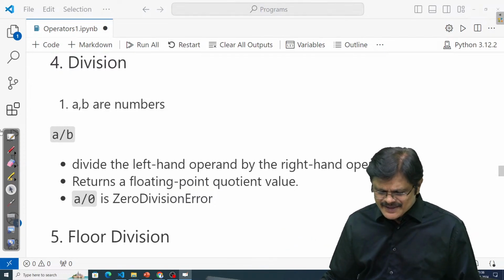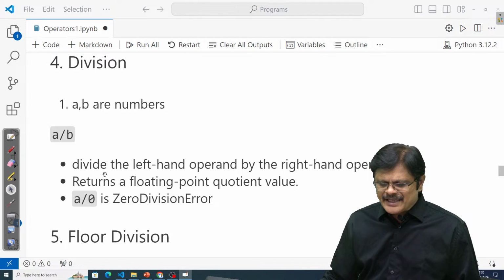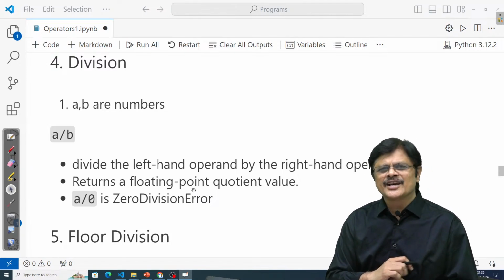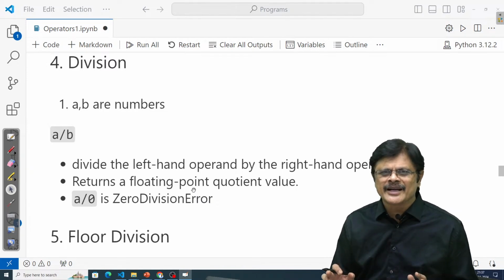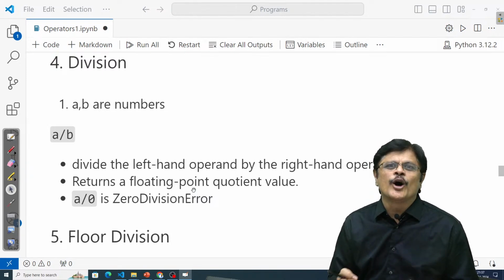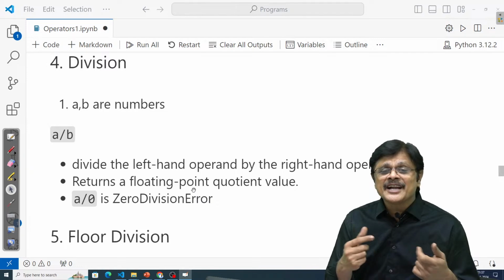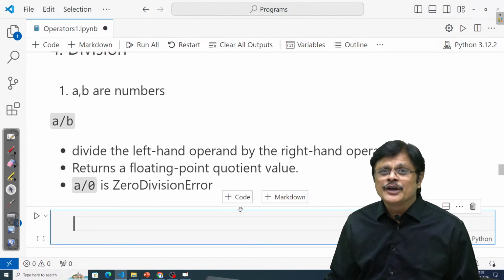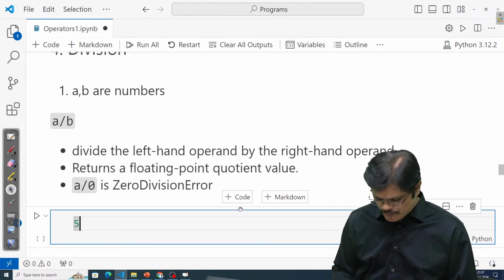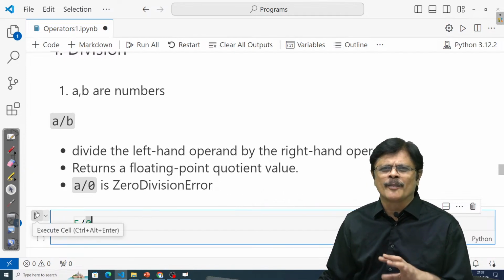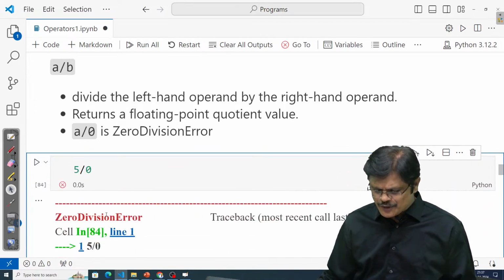So let us do this. If A, B are numbers, what happens, sir? A by B divides the left hand operand by the right hand operand, and the result is always floating. So whether A is an integer, B is an integer, both are float, or one of them is float, it does not matter, sir. A by B always results in float. Suppose one of them is complex, the result is complex, and the real and imaginary parts will be floating numbers. And division by 0 is going to give you a ZeroDivisionError. For example, if you do 5 by 0, or any number by 0, whether it is integer by 0, float by 0, complex by 0, bool by 0, it always gives you a ZeroDivisionError.